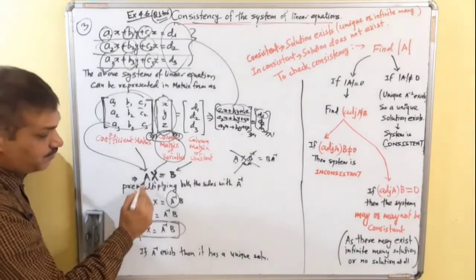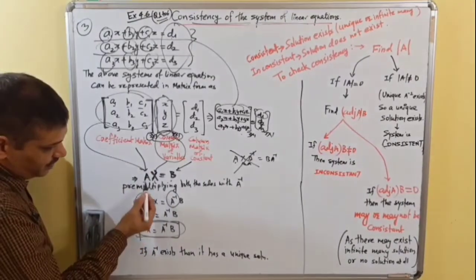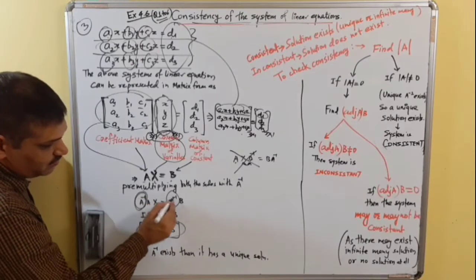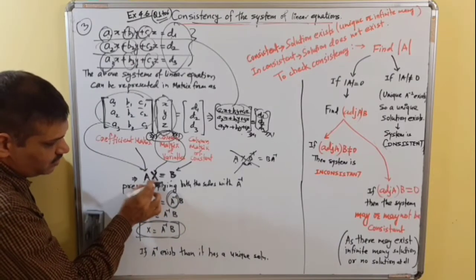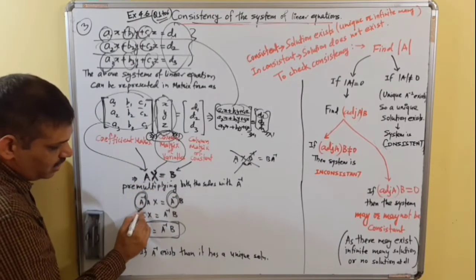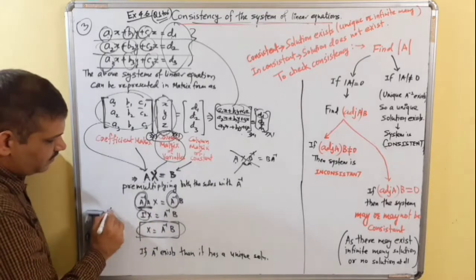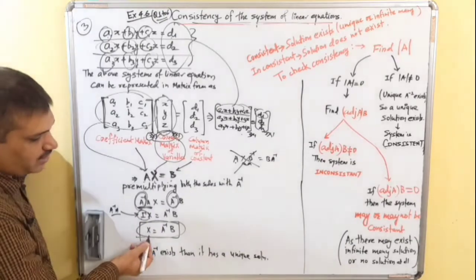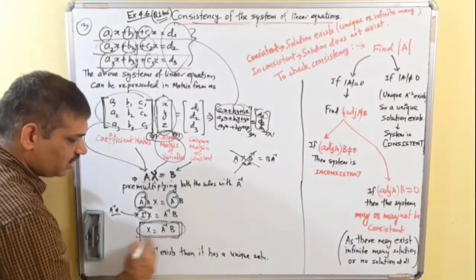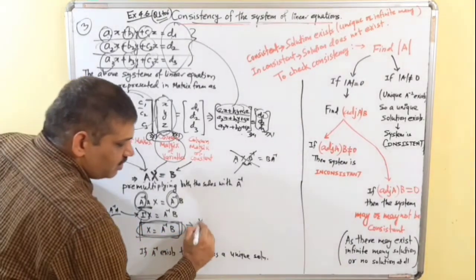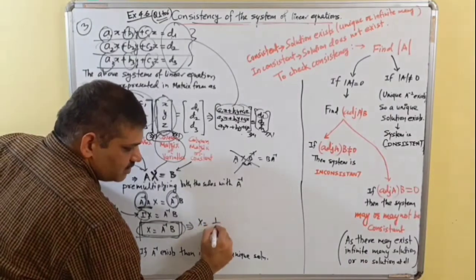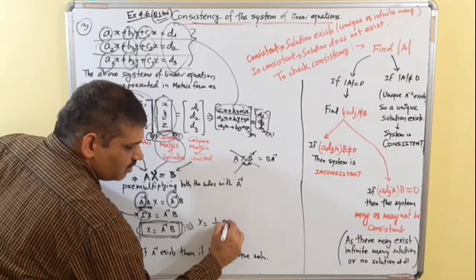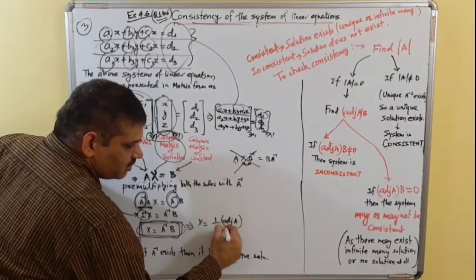So what we do is pre-multiply. When we pre-multiply both the sides with A inverse, we get A inverse into X equals A inverse into B. A inverse into A is always the unit matrix I, and unit matrix into X is X. So this is how we get X is equal to A inverse B, and A inverse is 1 upon determinant A into adjoint A.